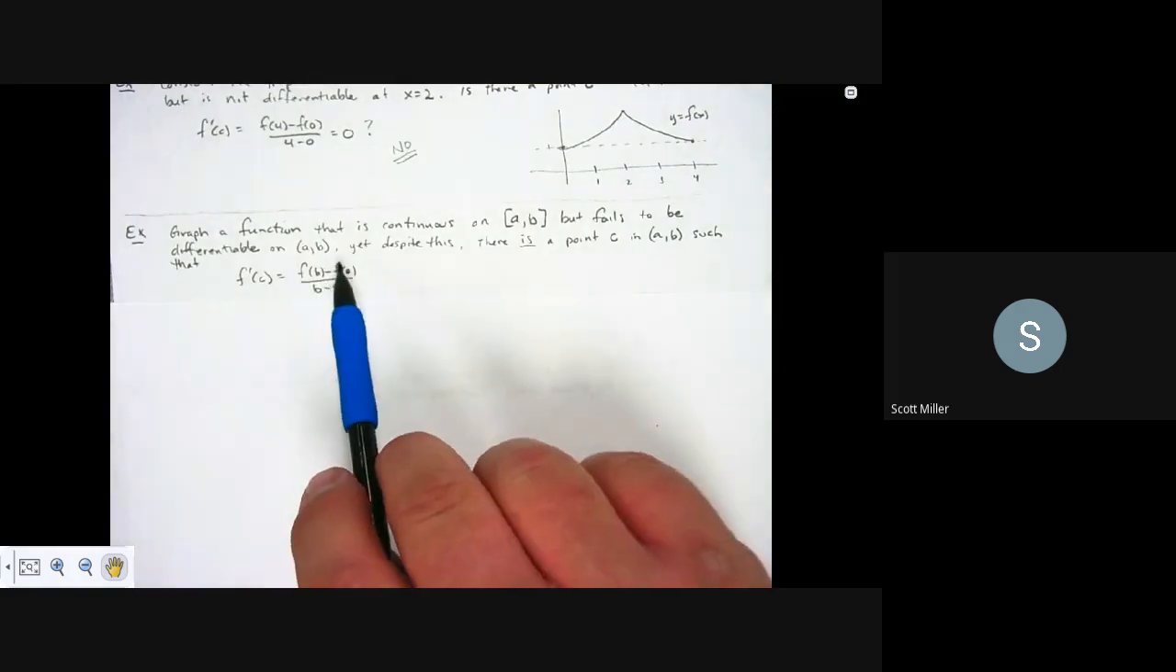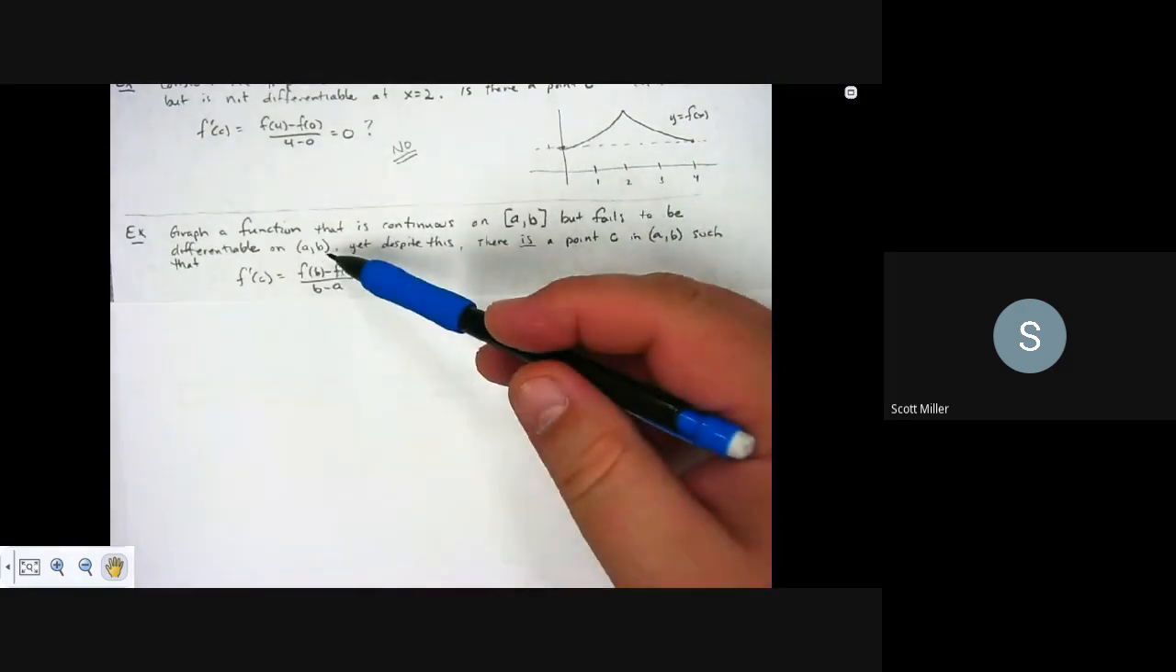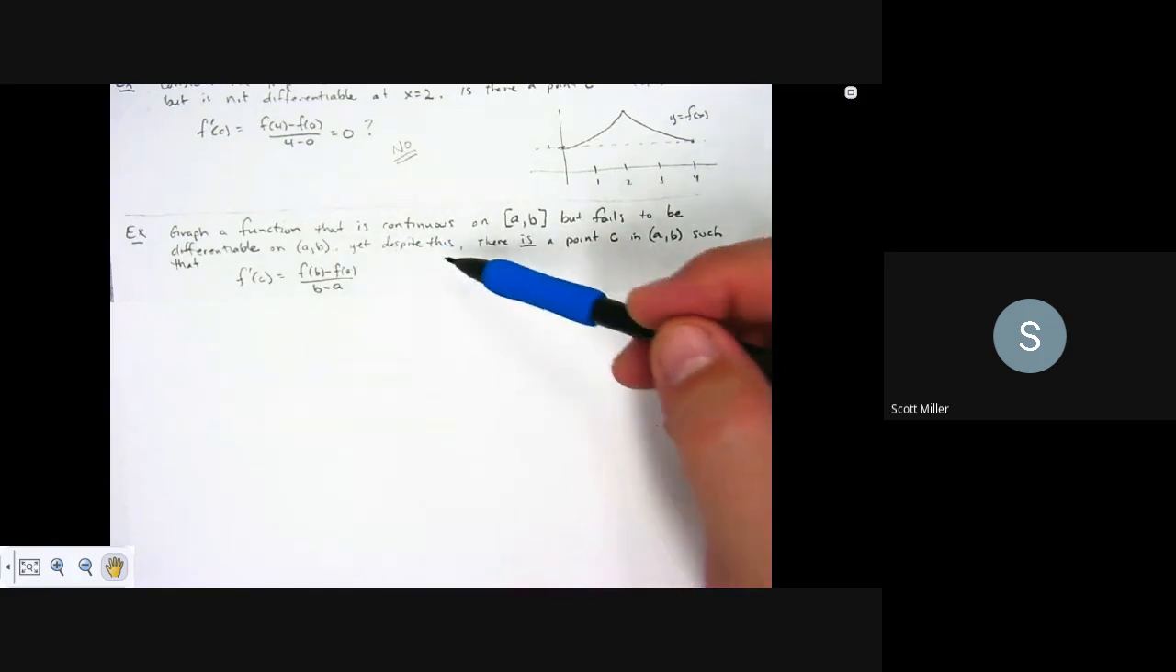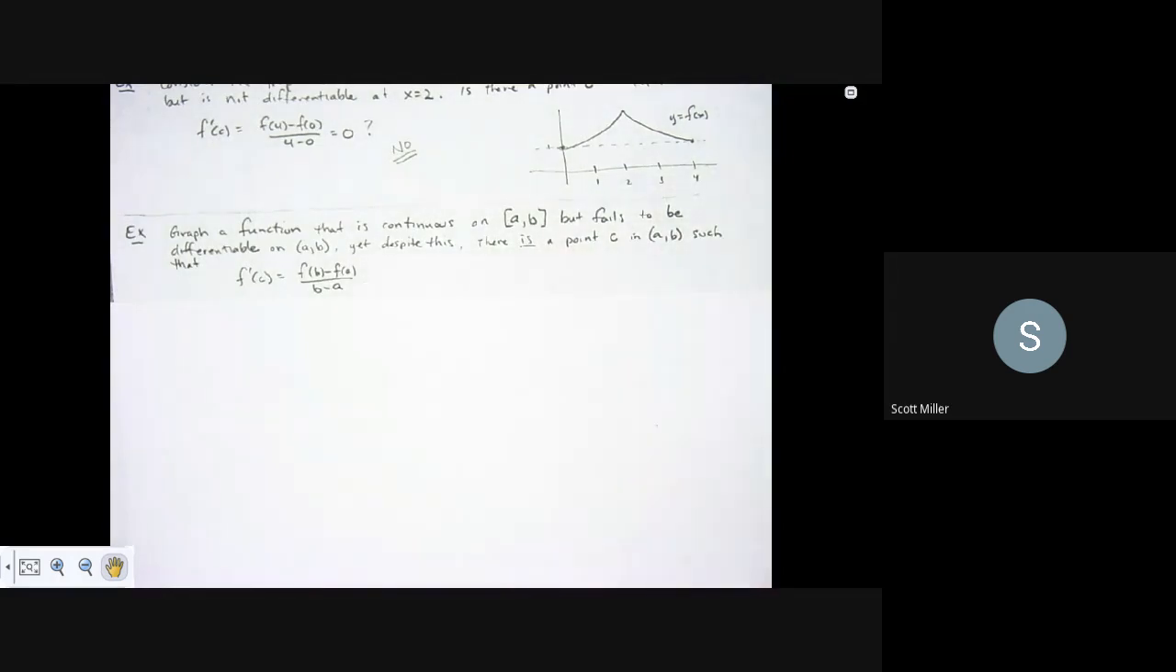Let's look at another example. This time I'm asking you to graph a function that is continuous on the closed interval, but fails to be differentiable on the open interval. Yet despite this, there is a point where this occurs. As you think about these things, remember, we've got to have a point of non-differentiability that occurs at corners and cusps and things like that. So we might want to include one of those things in our picture.